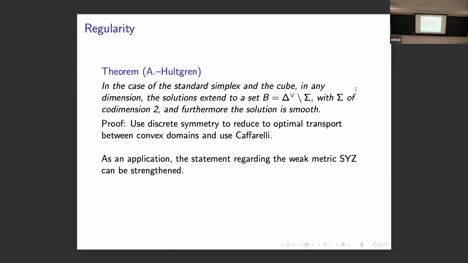sufficiently small. So it gives a more explicit version of the weak metric SYZ, and it's as good as it gets as long as you want to stay in this semi-flat region. We're not really imagining that this semi-flat approximation really works close to these singularities. So this is as good as you can get in that regime. So that's one motivation to obtain this regularity.